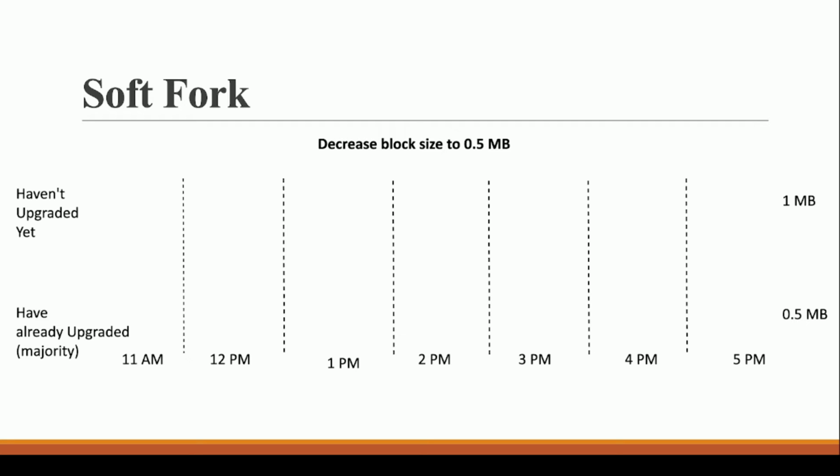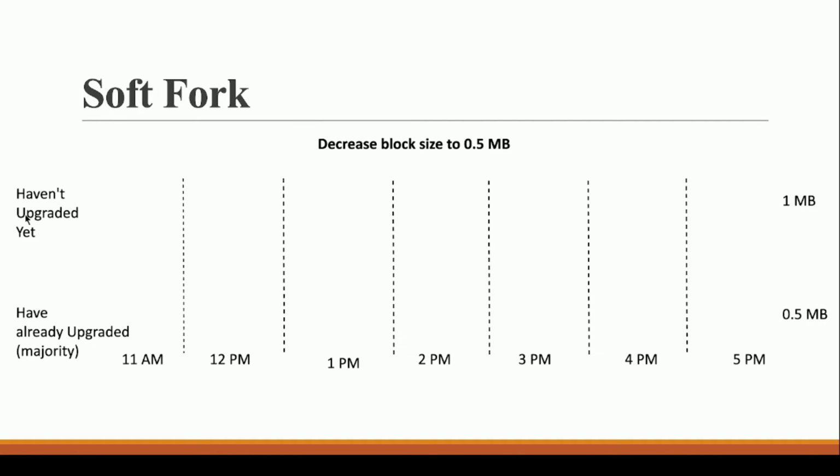Okay, so in this soft fork also we have two teams. One is not actually ready to upgrade their software, and we have another team who are in the majority, like team B. Team B was in the majority, right? So they are also in the majority and they are ready for the upgrade. And what is the upgrade?